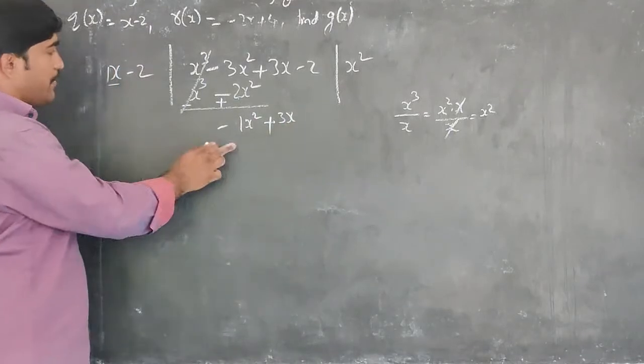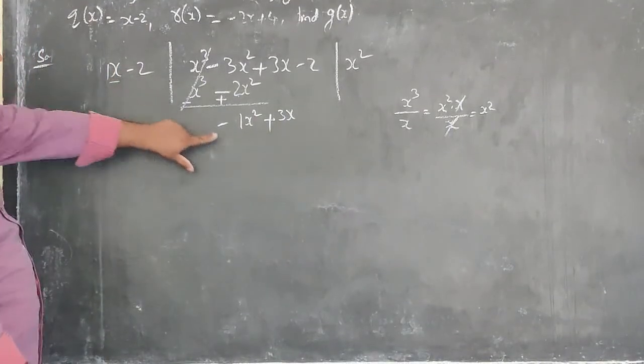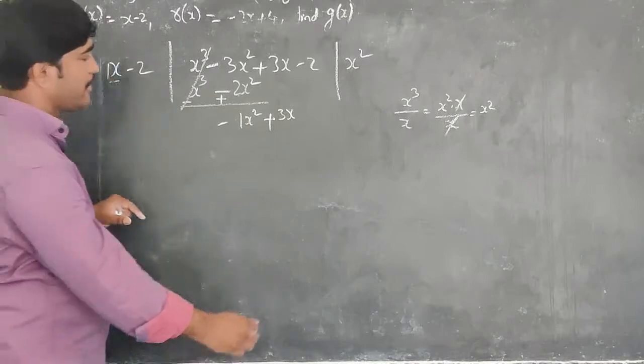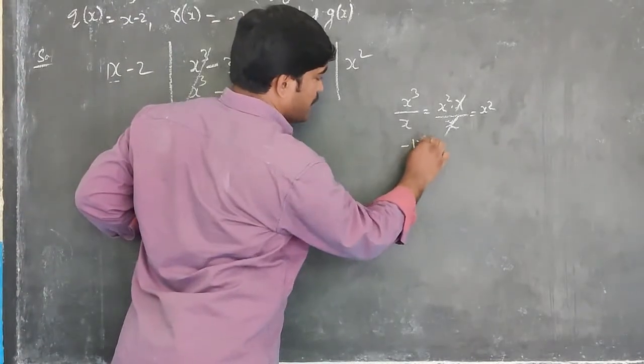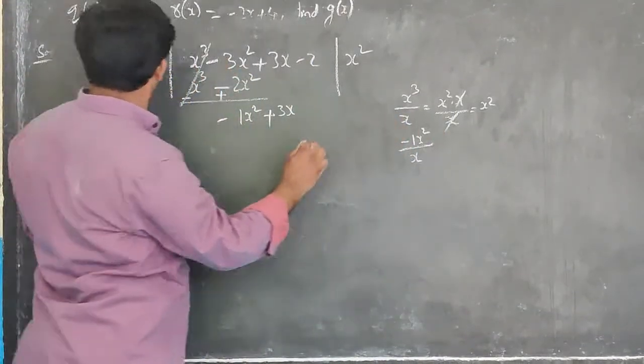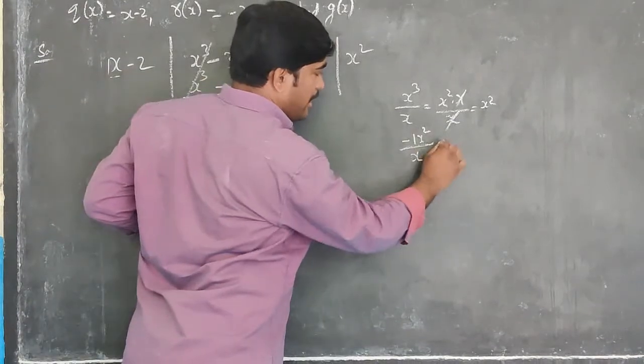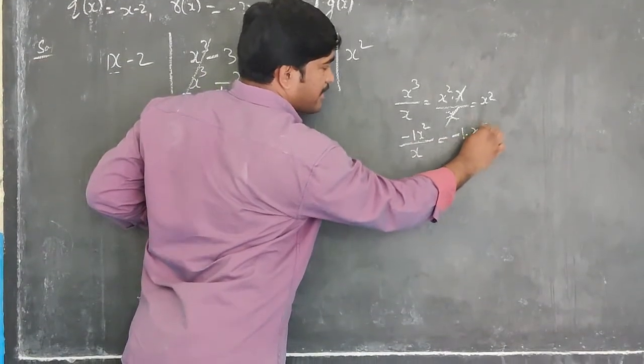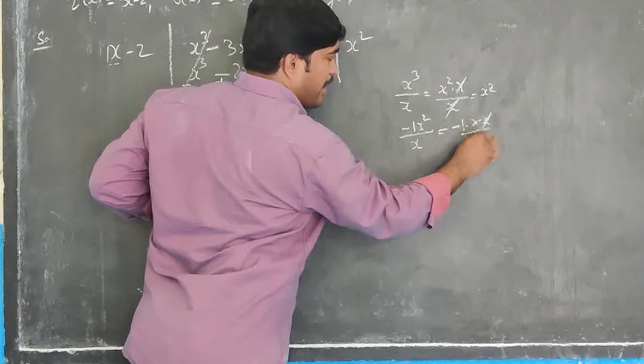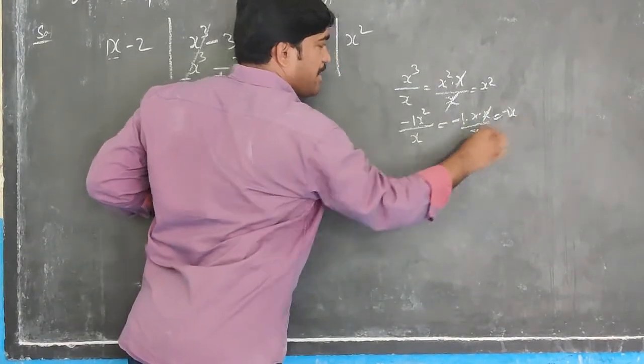Now I'll go for the next term. What is here? 2 terms are there, I'll go for the 2 terms. Now what is the first term? Minus 1x square by x. Now what is x square? Nothing but minus 1 into x into x by x. Now x cancels. Now what is the remaining?